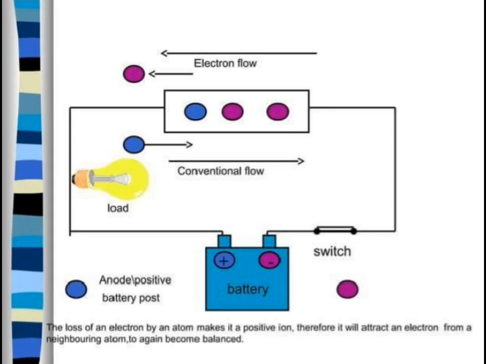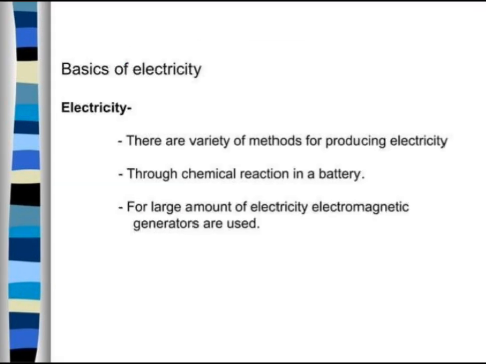So the loss of an electron by an atom makes it a positive ion. Therefore, it will attract an electron from a neighboring atom to become balanced. So next is electricity. Electricity can be produced using different methods. It can be generated through chemical reactions such as in a battery. And for a large amount of electricity, electromagnetic generators are used.